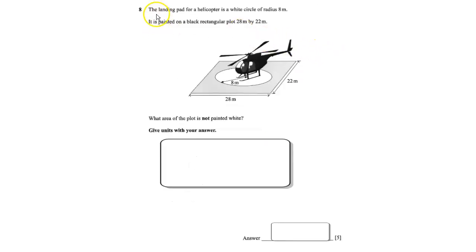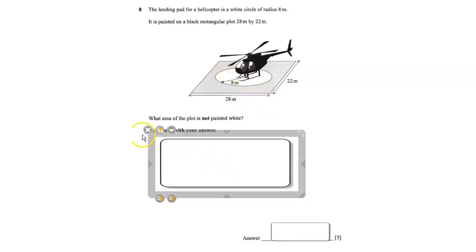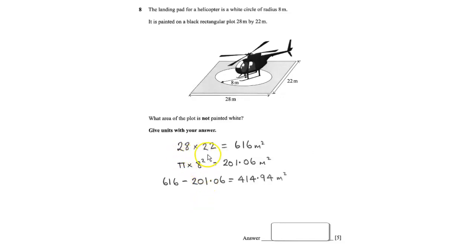So for question 8, the landing pad for a helicopter is a white circle of radius 8 meters. It is painted on a black rectangular plot, 28 meters by 22 meters. What area of the plot is not painted white? So if you see any diagrams with shaded bits and are looking for shaded areas, you get the area of the big thing and we get the area of the small thing and we take it away. So this one here is we get 28 times 22, which is the area of this rectangle. So that's the big shape we've got.